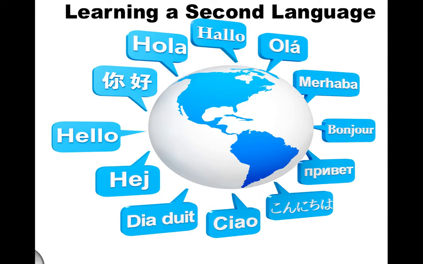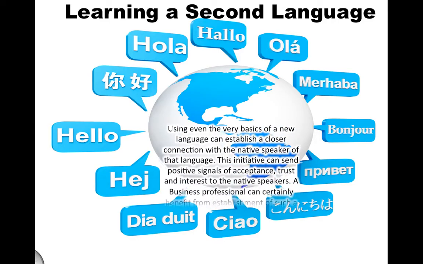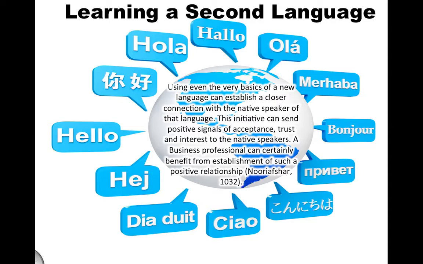When going into the international business world, learning a second language is very important. Mayor Norifshar says, using even the very basics of a new language can establish a closer connection with the native speaker of that language. This initiative can send positive signals of acceptance, trust, and interest to the native speakers. A business professional can certainly benefit from establishment of such a positive relationship.